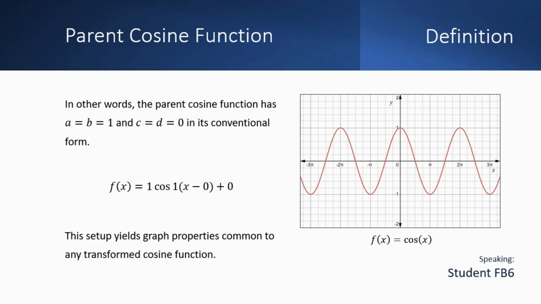That is why we are gonna use its properties in order for us to determine, let's say, the period or the trends, the changes in the amplitude of the transformed cosine functions.